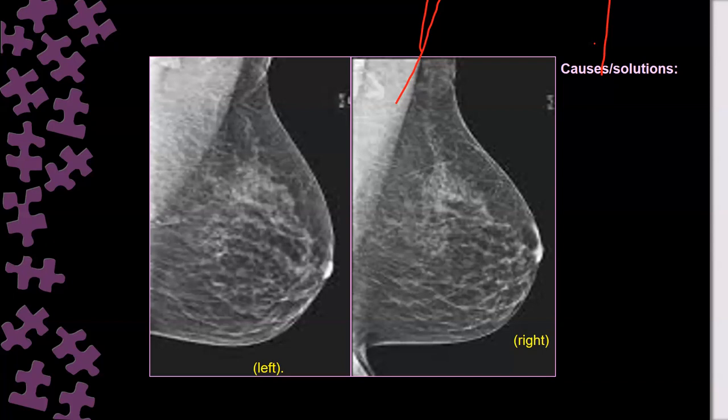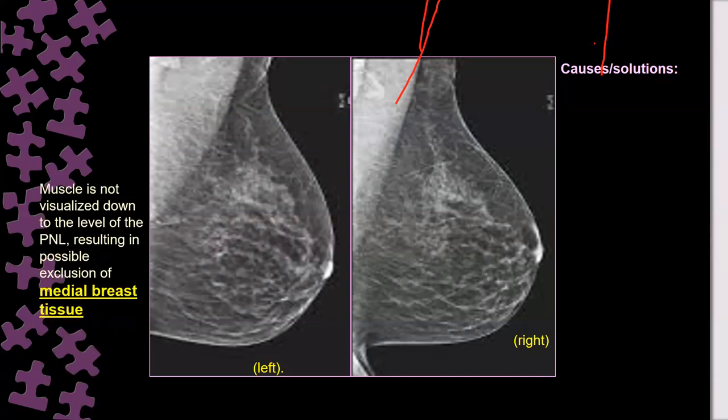You see? Here you can see the apex much better than this. The apex usually shows the medial, posterior, superior portion. You remember that case we saw early? This is the location where the medial breast is demonstrated on mammography. By doing it like this, we might miss the medial breast tissue.